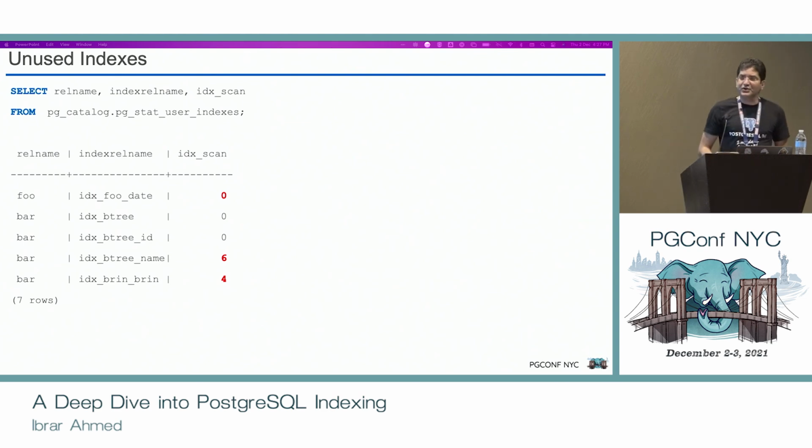You just try this query. You can see the index scan count is 0. The first one is 0. That means this index has never been scanned. So why is it in the system? Just drop that index, or change the query so the index gets used. Here, the other ones are 6, 4, something like that, so you have different kinds of index usage here.